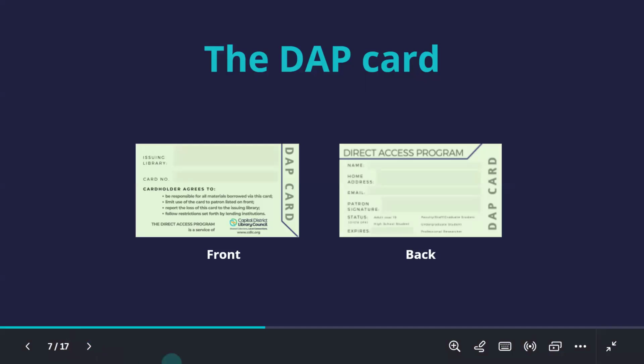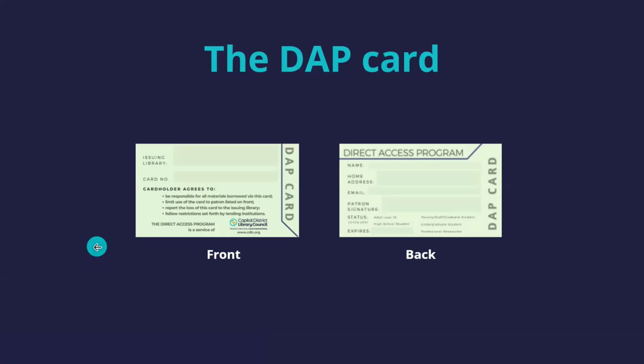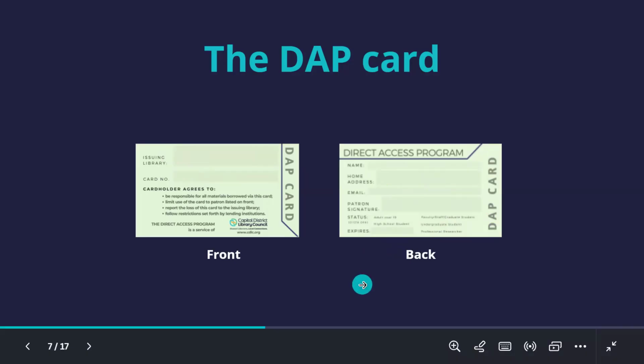This is a copy of the DAP card. Depending on the size of the monitor that you're watching, this is really close to life size, at least on mine. The front of it is where I would write in the issuing library's name and the serial number of the card. And the back of it is the name of the patron, their home address, their signature, their status, which is just the lending category, of whether they're an adult over 19 or an undergraduate student, etc., and the expiration date. DAP cards are good for at most a year. That's what I recommend. And then the patron can renew them again.